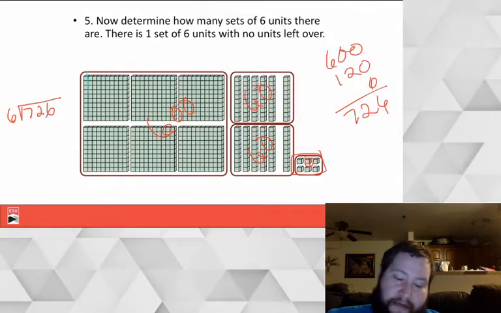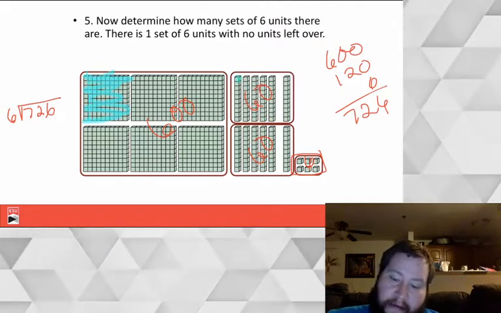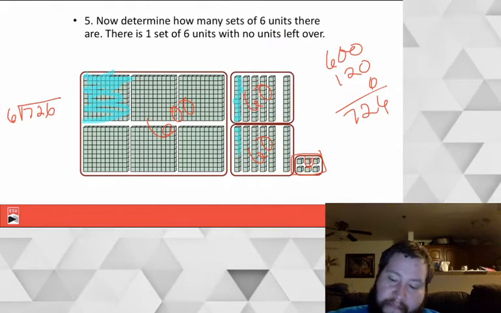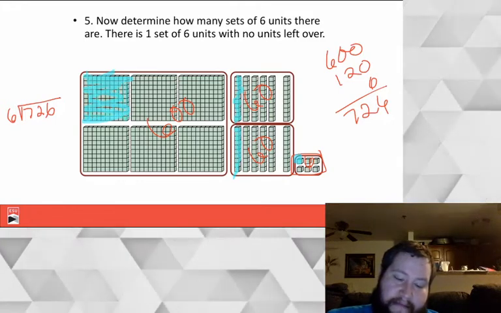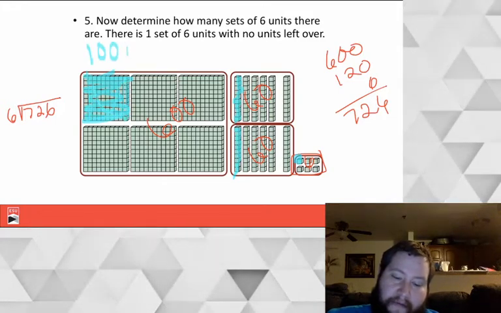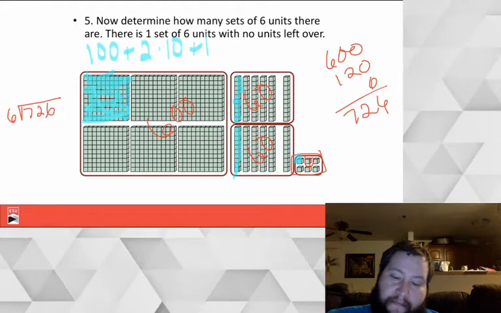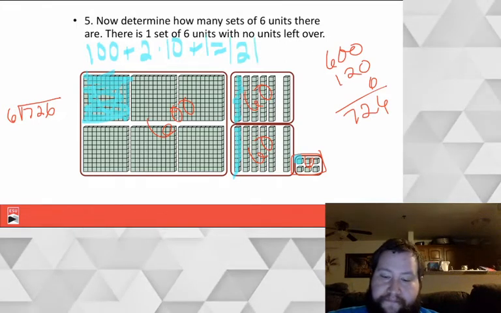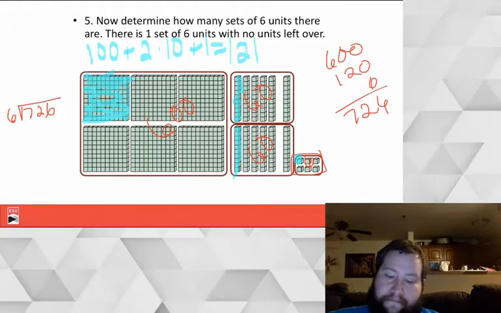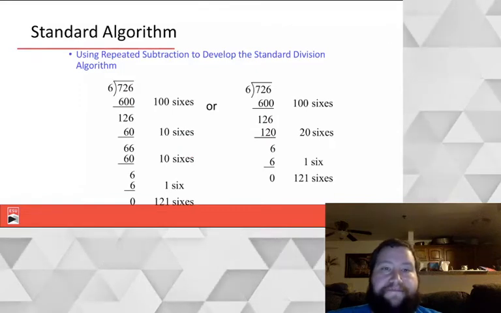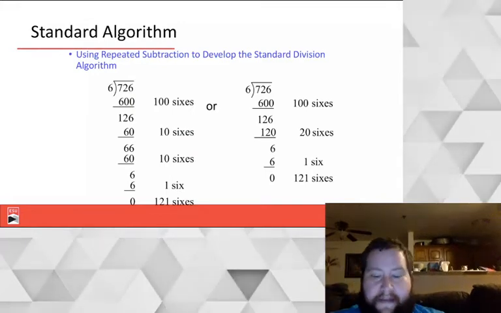Each pair, or each group will get one of my hundreds. They'll get a 10 from here. They'll get a 10 from here. And they'll get 1 from here, which means they have a flat plus 2 longs plus a unit, which is 120. And so that's how we see the 121 using place value.